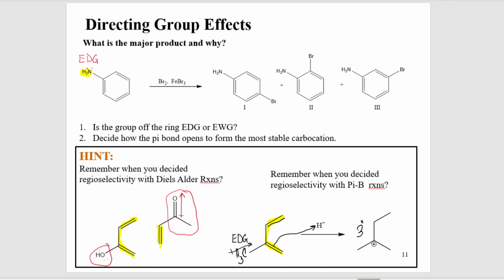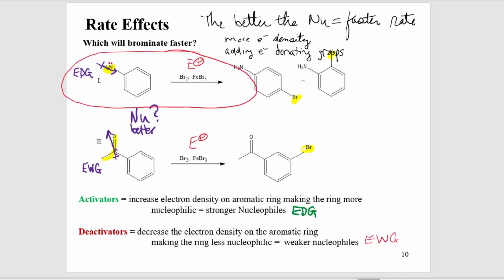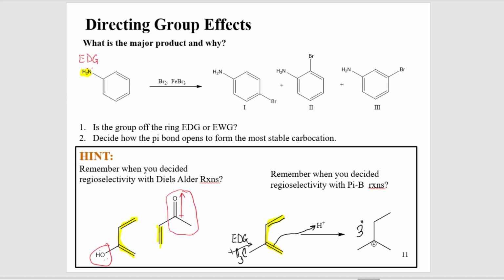I'm going to put rate aside. We've already done that, right? We know we can now look at two reactions and go, oh, that one will happen faster because it has a donating group versus the withdrawing group. You don't have to know what the products are to determine rate. Directing groups, though, is us determining what the product mixture might look like.